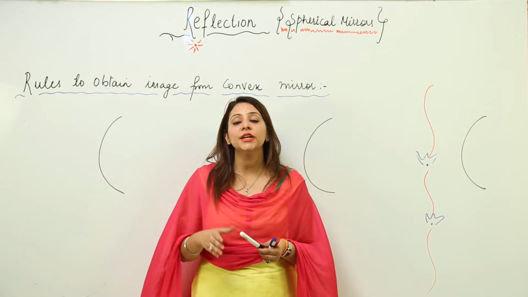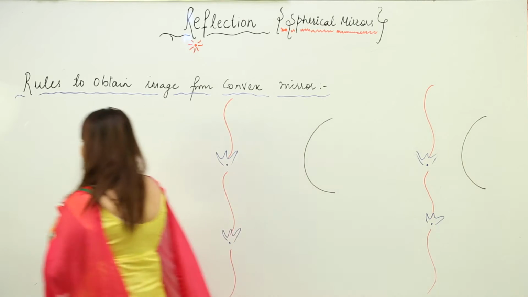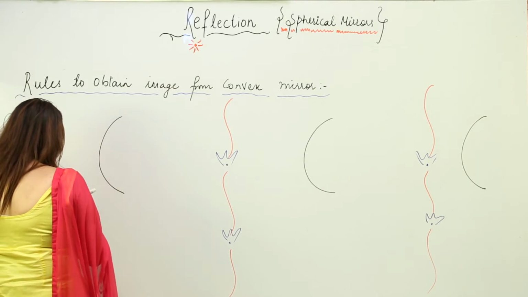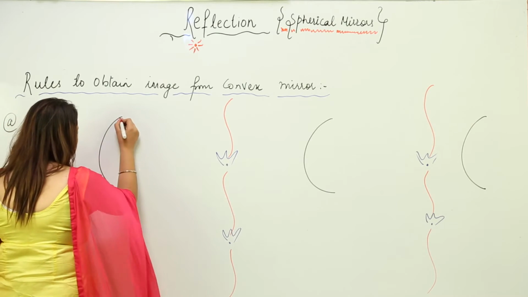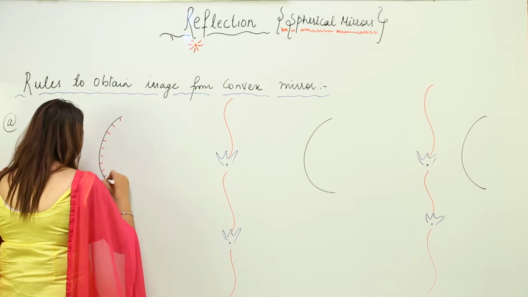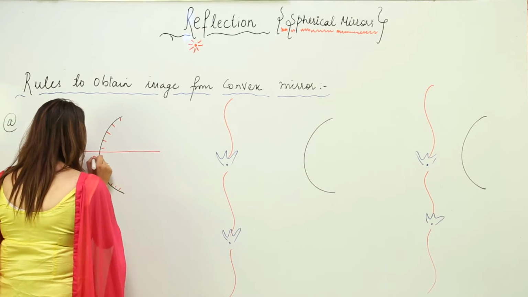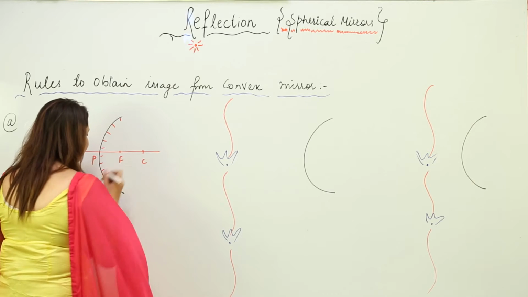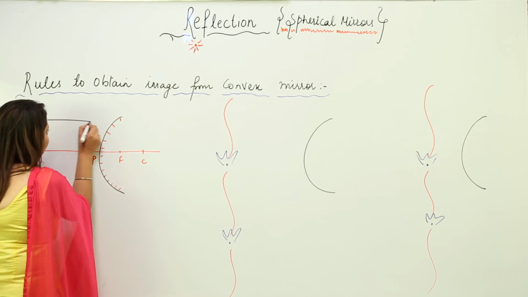Now let's see what the rules are in order to obtain an image from the convex mirror. So the first rule: this is my convex mirror. Again, I'm just completing it first. Polished surface, because reflection is going to occur from outside, we know that. This is our principal axis, focus and C. So now suppose a ray coming parallel to the principal axis.